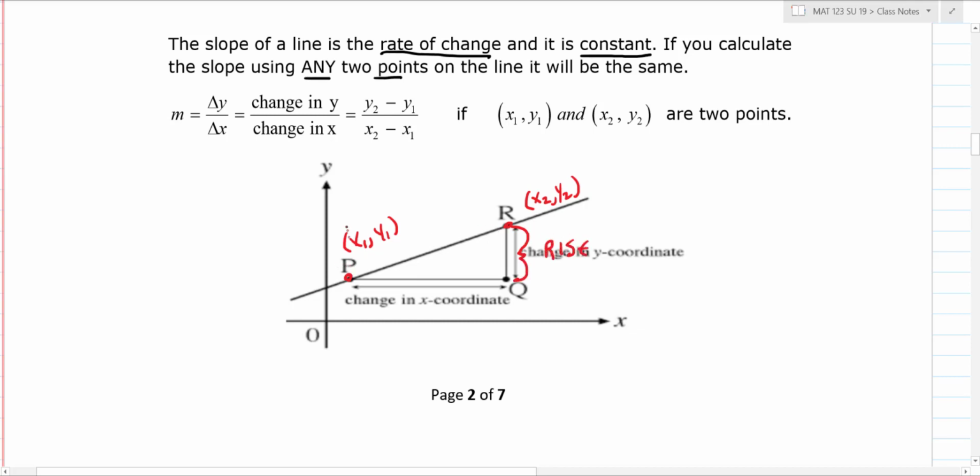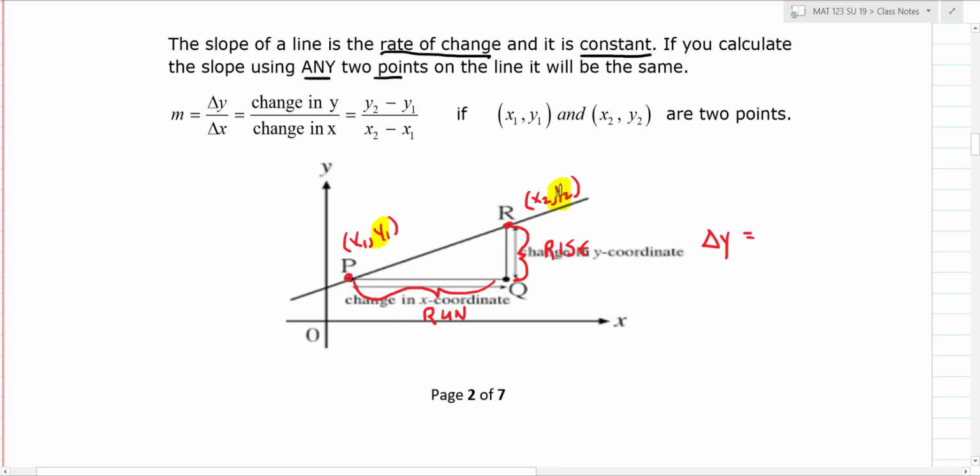That's how far up you go from point to point. And then this part right here is the change in the x coordinate. So that's called the run. Okay, so what happens is we say delta y, that's the change in y. All we do when we do the change in y is we just subtract these two values.